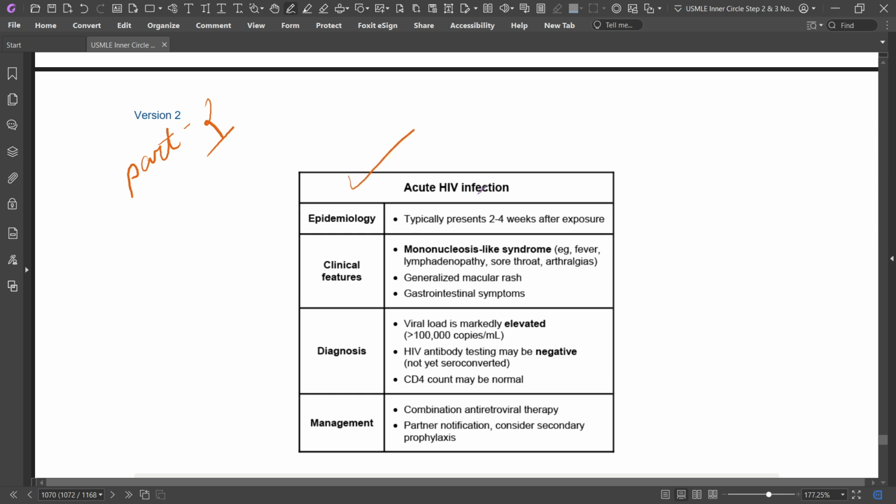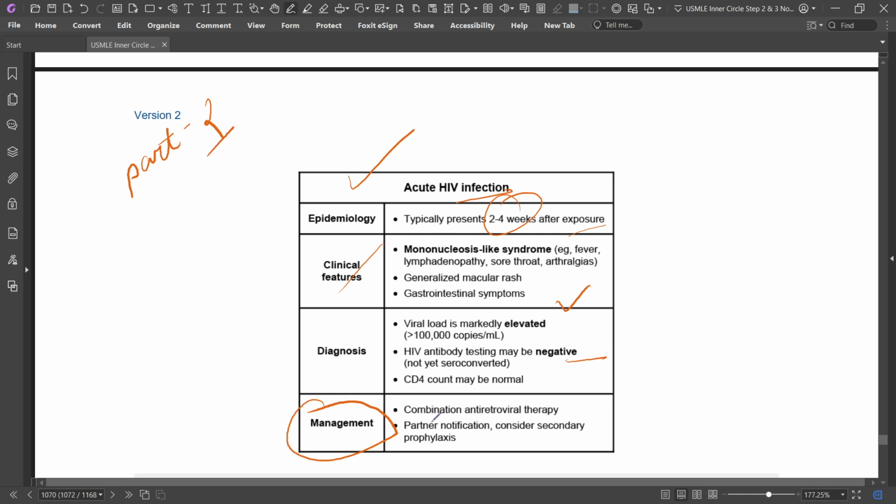Start with acute HIV infection. It typically occurs 2 to 4 weeks after the exposure. Initially, it comes with mononucleosis-like symptoms like fever, lymphadenopathy, sore throat, and arthralgia. It may come with some GI features, and there may be a macular rash. Viral load is markedly elevated, more than 100,000 copies per ml. HIV antibody testing may be negative because of not yet seroconverted, and the CD4 count may be normal.